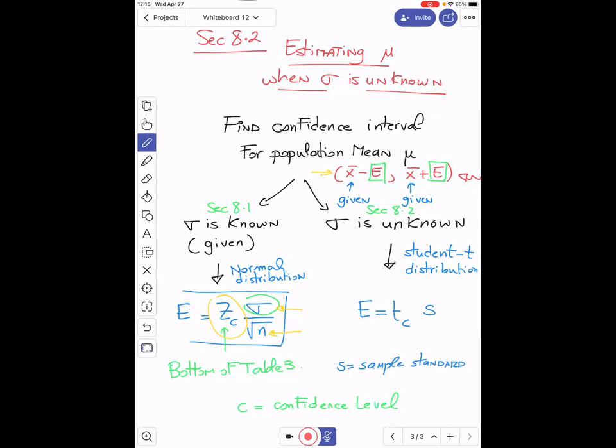So we have your sample, then you compute x bar, the sample mean, and you can also compute the sample standard deviation. And then it is divided by the square root of n. It's the same thing here. So S is given, n is given. So the only problem here is to find this t subscript c.